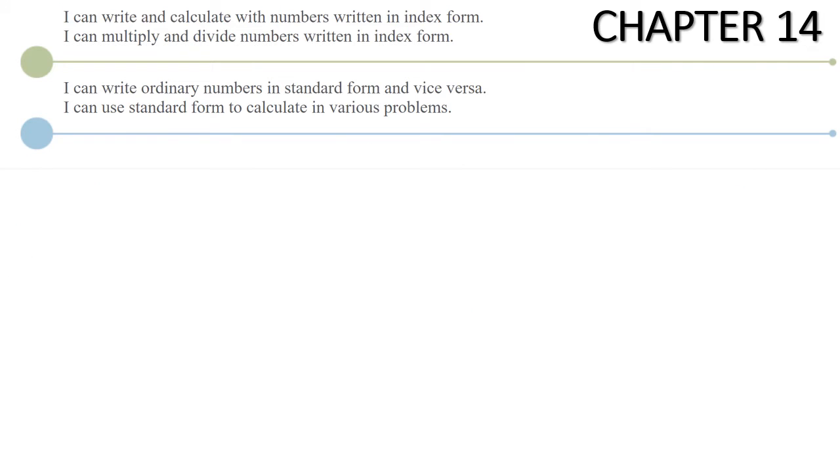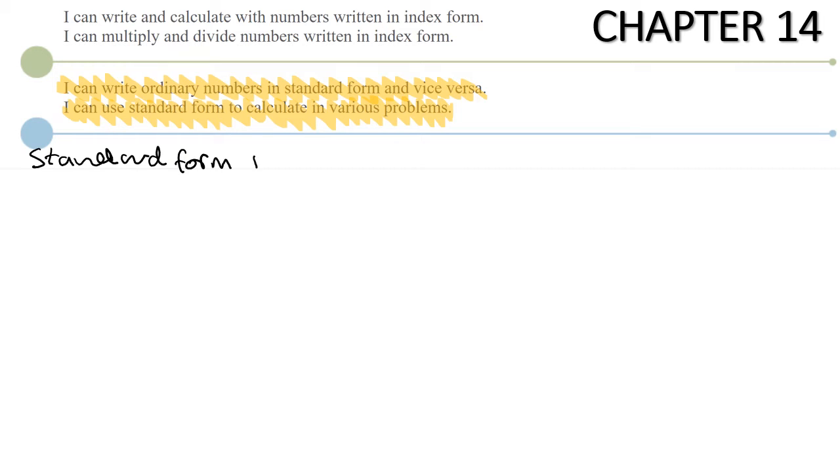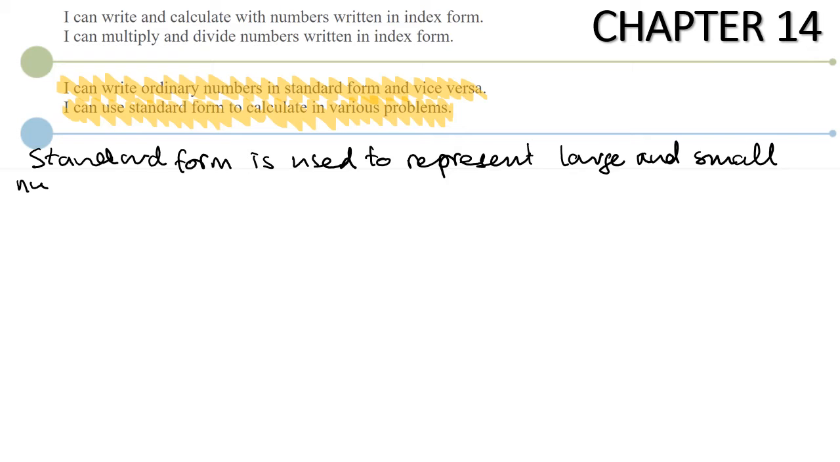Okay, so next thing we're going to be looking at is standard form. Converting numbers from standard form to what we call decimal form, and doing calculations with standard form. The first thing is that standard form is used to represent or display large and small numbers. It's handy because we don't need to write loads of zeros out, and it saves people making mistakes.